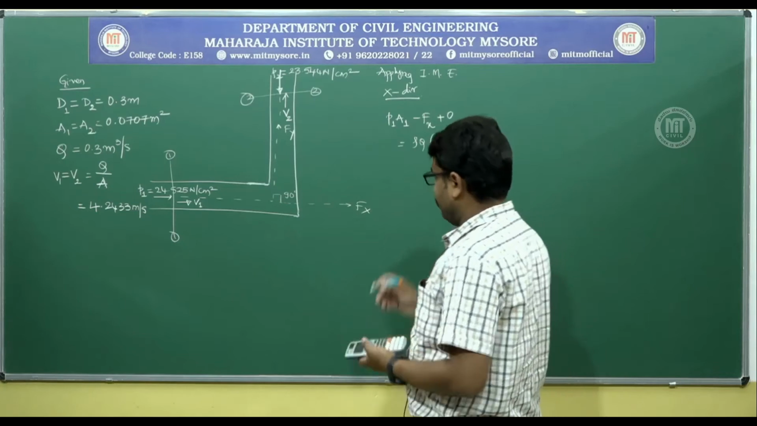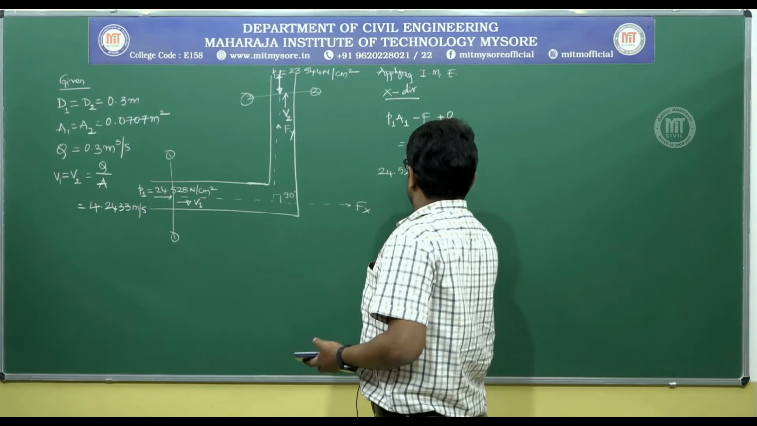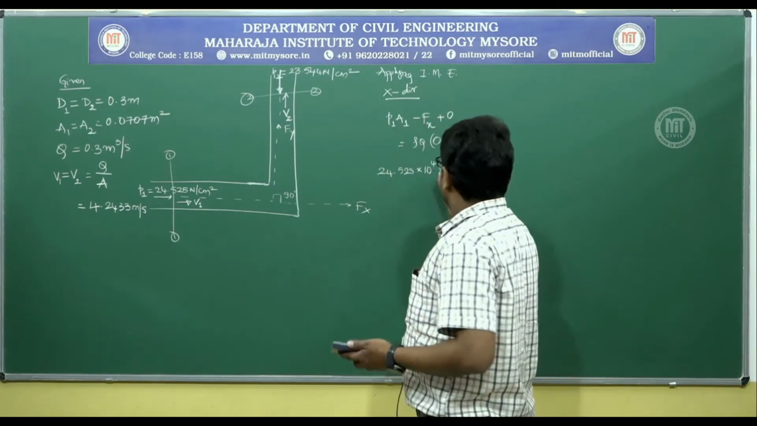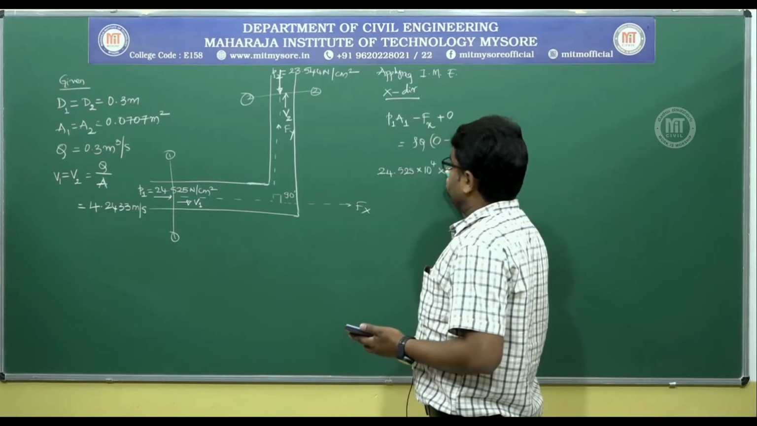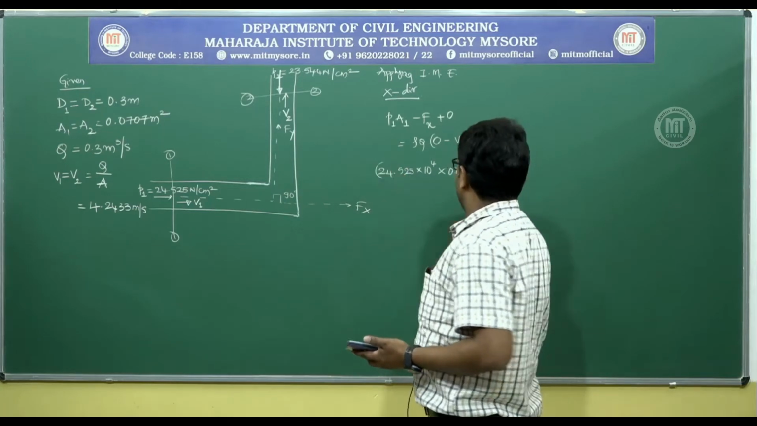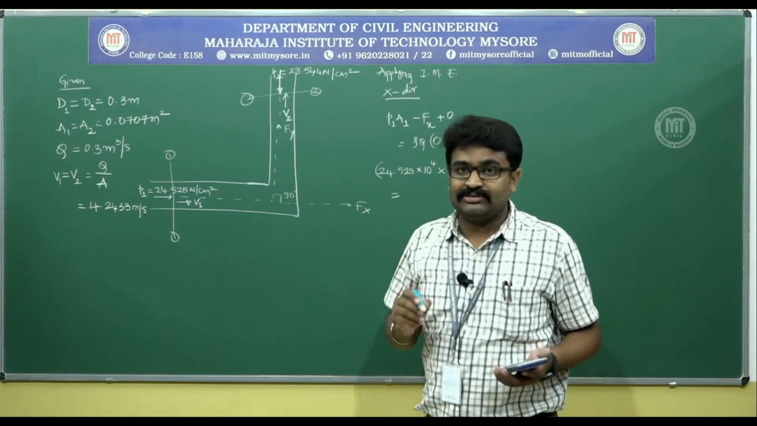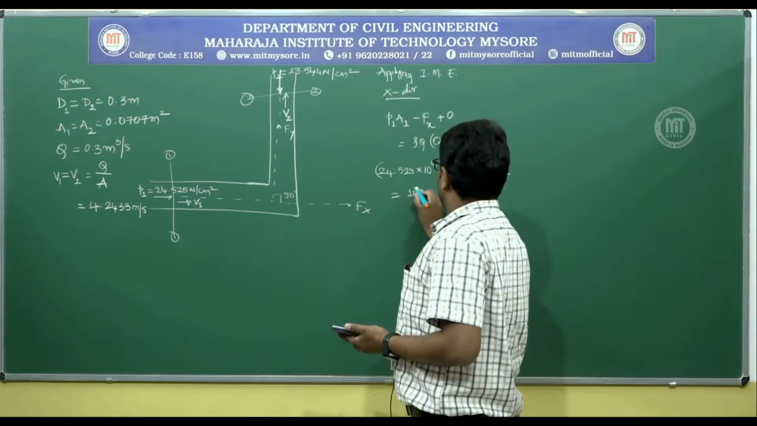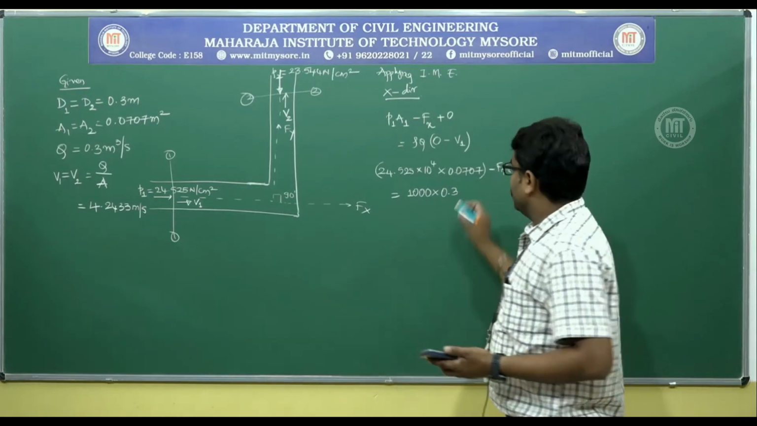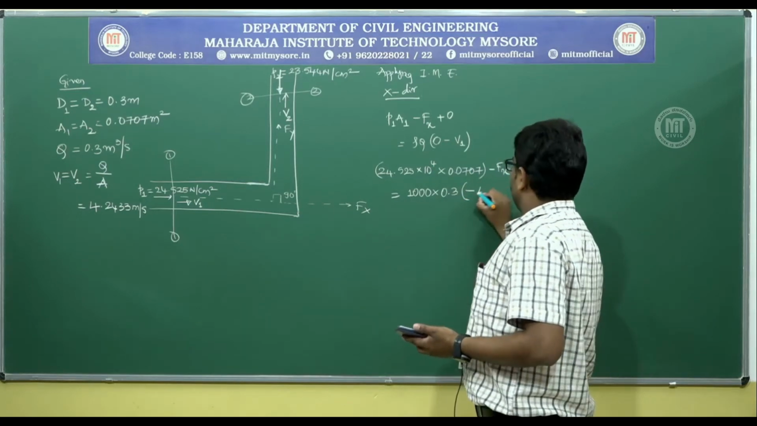Now, what is P1 A1? P1 is 24.525 into 10 power 4, because it was given in Newton per centimeter square, multiplied by A, that is 0.0707. This is P1 A1 minus Fx. This must be equal to rho. He says water is flowing in the pipe, that means rho is 1000 into Q, discharge he has given 0.3 into 0 as it is minus V1. How much is V1?